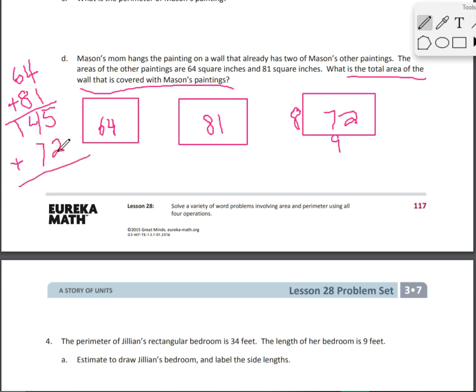All right, 2 and 5 is 7. 7 and 4 is 11. I'm going to carry my 1 and stick them right there. 1 and 1 more is 2. So 217 inches of Mason's mom's wall, that was a tongue twister, are covered in paintings.